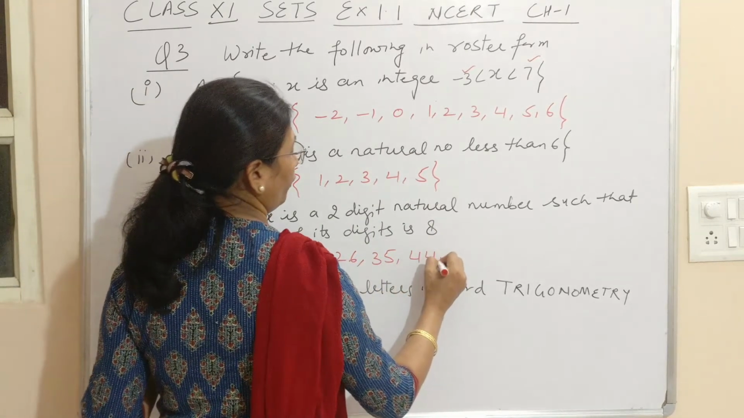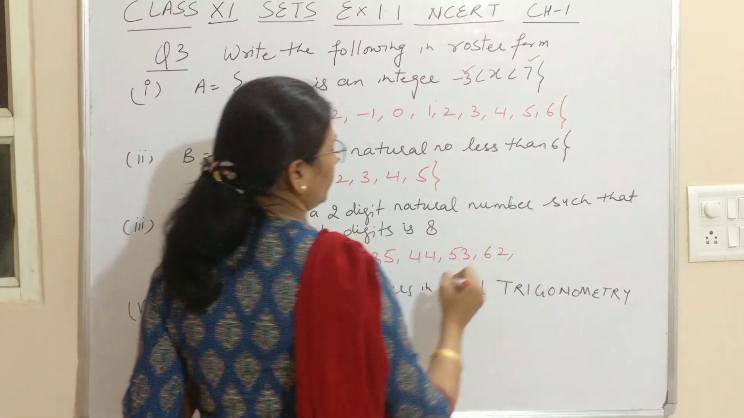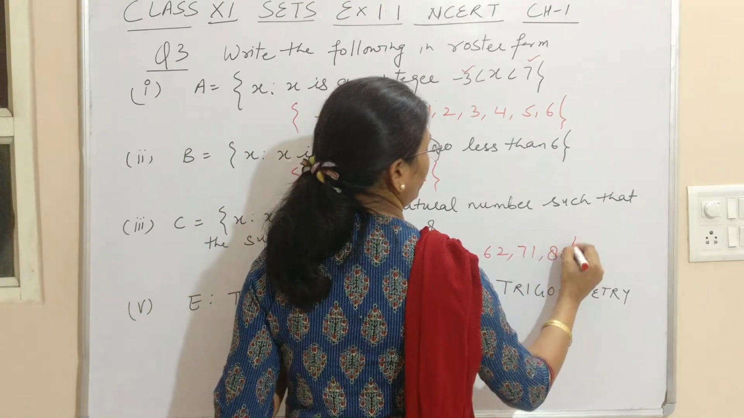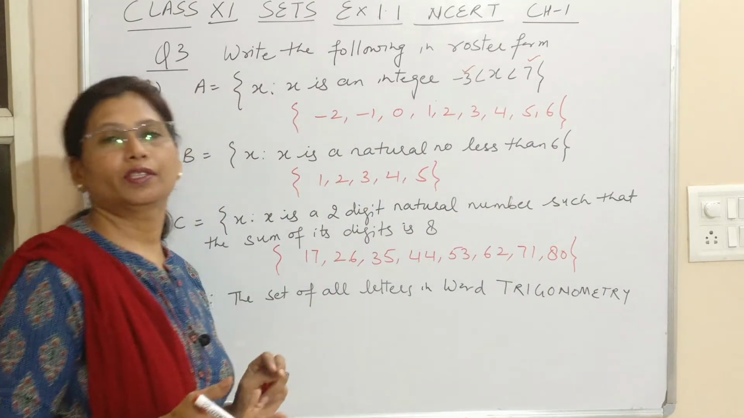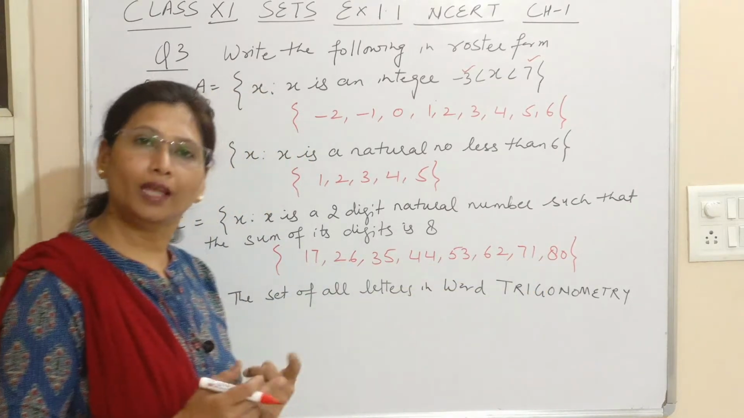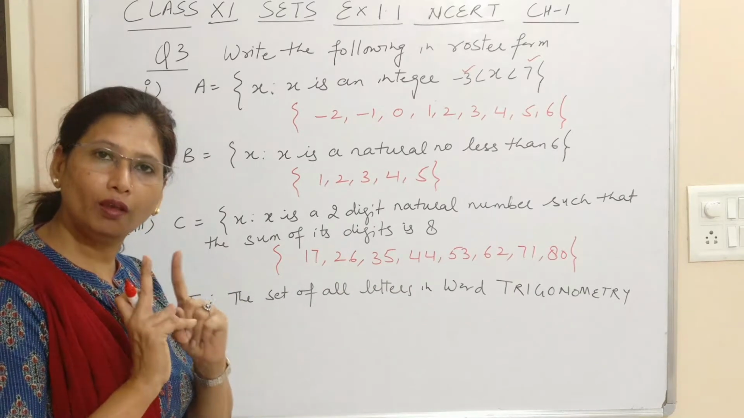In the 40s, we have 44. In the 50s, we have 53. In the 60s, we have 62. In the 70s, we have 71. And for the 80s, we have 80. Their sum is 8 plus 0 is 8. So we can check with all the numbers, the sum of the digits is coming out to be 8.